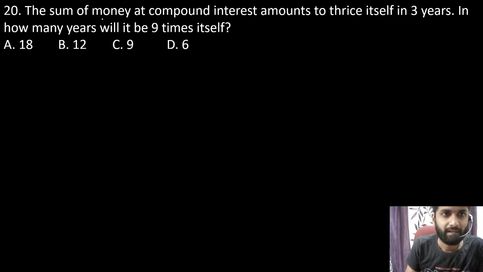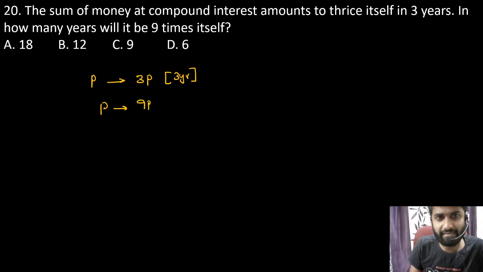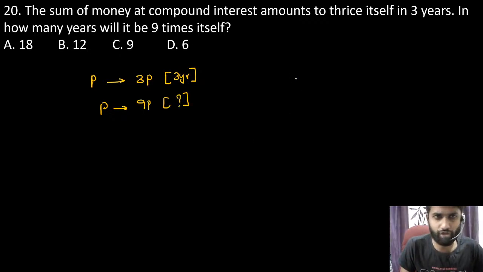Next one, see. A sum of money at compound interest amounts to thrice itself in 3 years. In how many years will it be 9 times? It will be 9 times in how much duration? Now see, I'm explaining. See, first go to the concept.